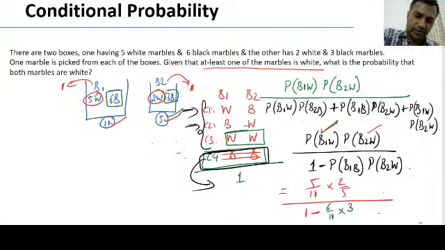Out of how many? 5. That is 3 by 5. All right, 3 by 5. We can simplify this, which becomes our answer.